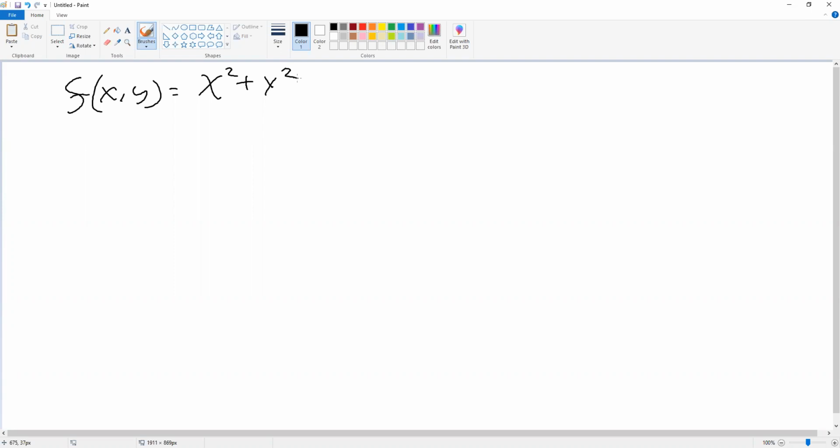So, we're going to take the partial with respect to x. What do we get? Well, we're going to make y constant, which means whenever we see a y, it's treated like a constant. Which means the only thing that we're going to differentiate here is going to be x squared. What's the derivative of x squared? 2x. Simple and sweet, right? Because the y is treated like a constant.